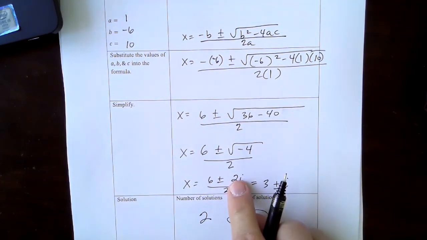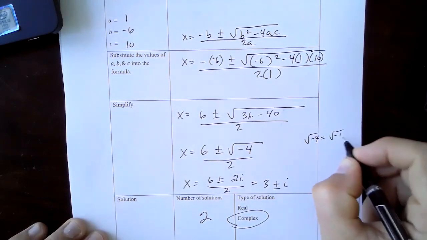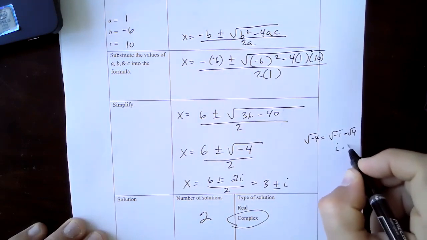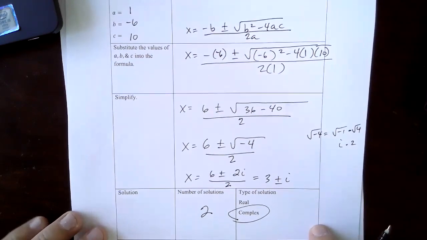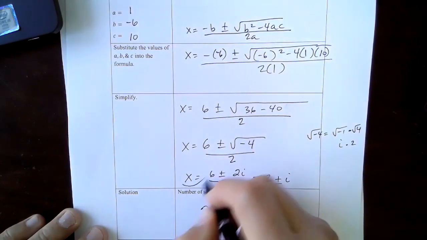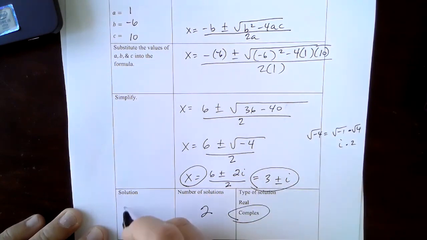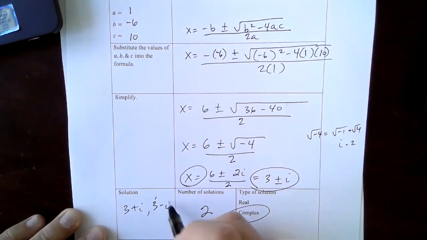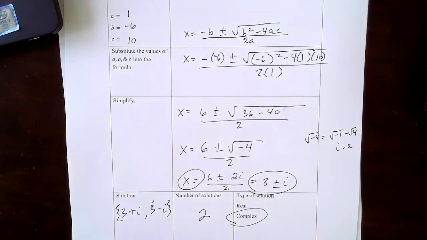Now how did I get 2i here? Because the square root of negative 4 is the same thing as the square root of negative 1 times the square root of 4. And the square root of negative 1 is i, and the square root of 4 is 2. So that's where the 2i comes from there. All right. So when I rewrite my solution, there's 2 solutions. One where x is equal to 3 plus i, and the other one where x is equal to 3 minus i. All right. So there's my 2 solutions there. And they're complex.